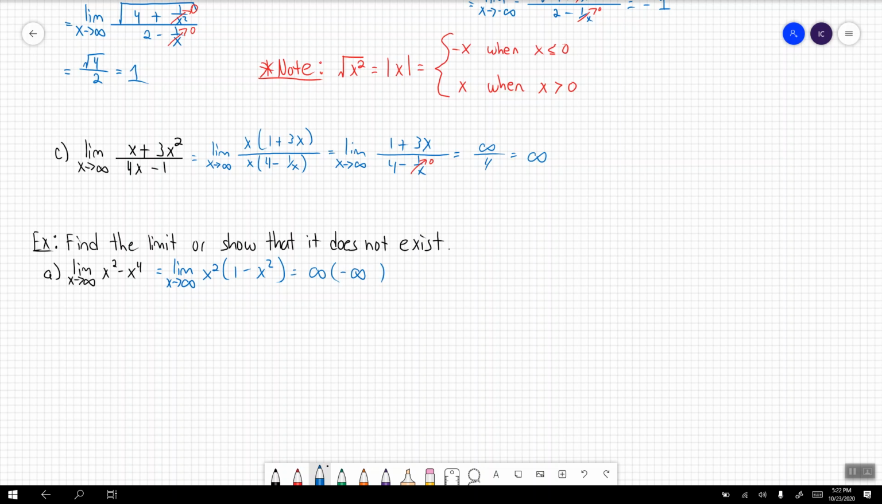And so what we get here is a really, really large number multiplied by a very, very large negative number. Therefore, when we take the product of those two very large numbers and one of those numbers is negative, we arrive at the conclusion that this limit will approach negative infinity. And so we see here that the function is unbounded, and it will approach negative infinity as your x values tend to infinity.